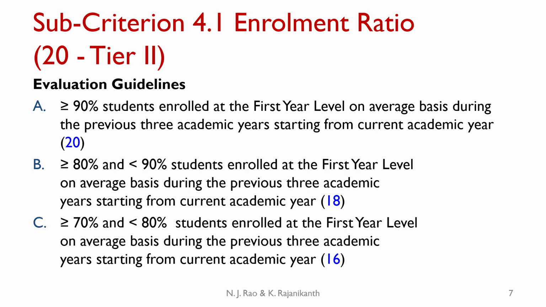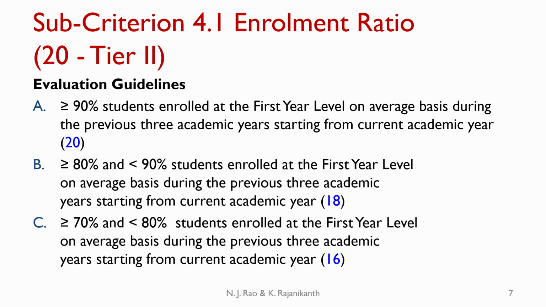Here it is completely data based, that is, if more than 90% of sanctioned strength are enrolled, that means you have 90% admission at the first year level on an average basis during the previous 3 academic years, starting from the current academic year. So, you take the average over the last 3 years and compute what percentage of students enrolled in the first year. If that is more than 90%, you get 20 marks.